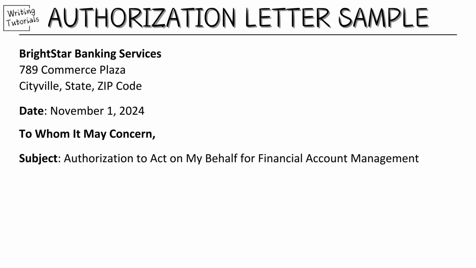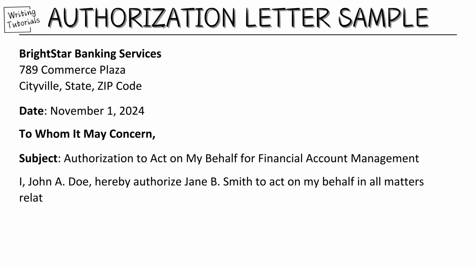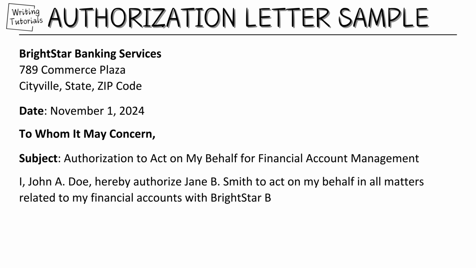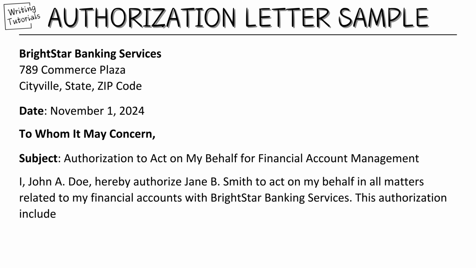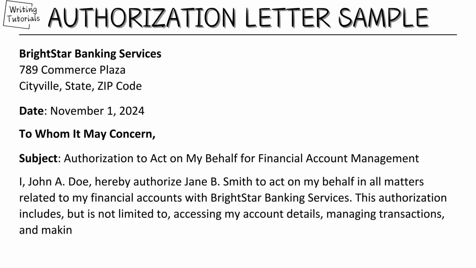Introducing yourself and authorizing the other party. Now, let's get into the body of the letter, where we explain the main purpose. Start by introducing yourself and the person you're authorizing. Here's what it might look like. "I, John A. Doe, hereby authorize Jane B. Smith to act on my behalf in all matters related to my financial accounts with Brightstar Banking Services." This simple statement clearly tells the reader who you are and who will be acting on your behalf. Using both full names keeps things professional and leaves no room for confusion about who's involved.